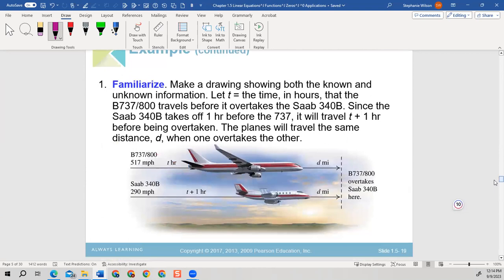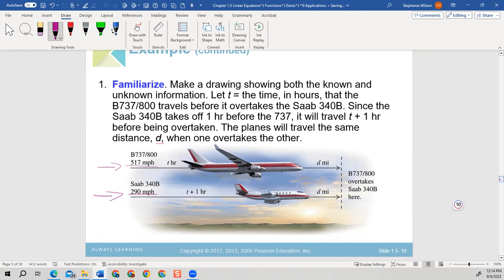So in this one, it would be encouraged to actually draw this out. As you see in this diagram, it drew it out for you. It's a really great looking drawing here. So we have our B737 and our SAAB here. We have this 517 miles per hour and we have t hours. So our rate was the miles per hour. Then we have the 290 miles per hour for the SAAB.